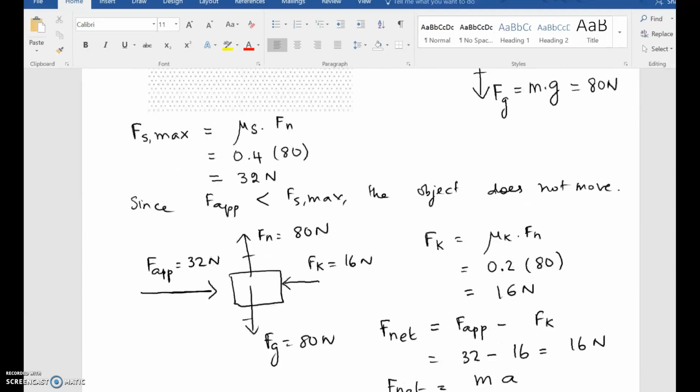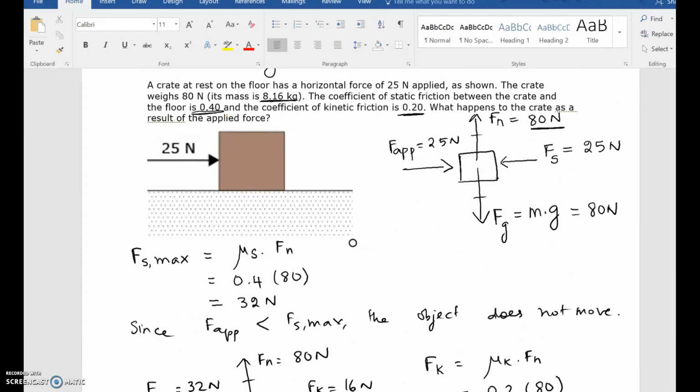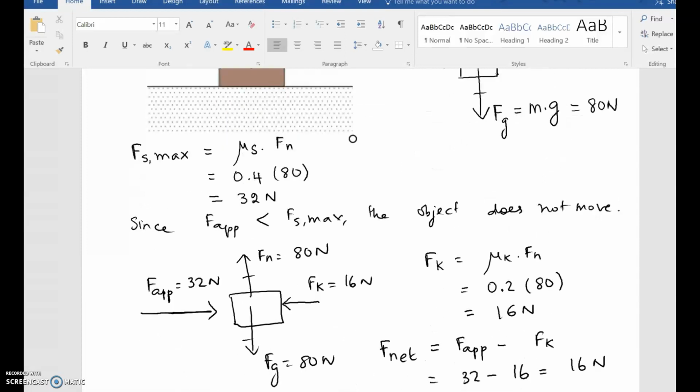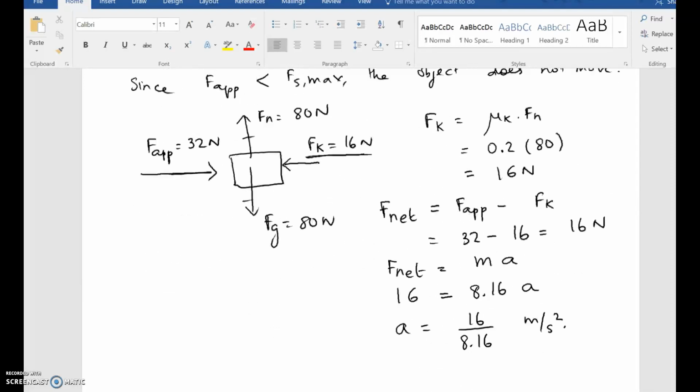To recap, remember that you always have to check whether the applied force has overcome the maximum static friction in order to make the object move. And once the object moves, you have to recalculate the kinetic friction and evaluate the net force in order to find the acceleration.